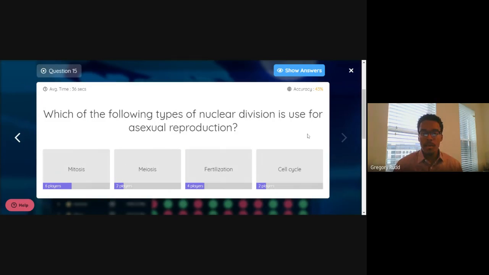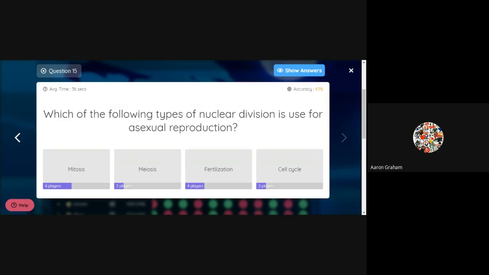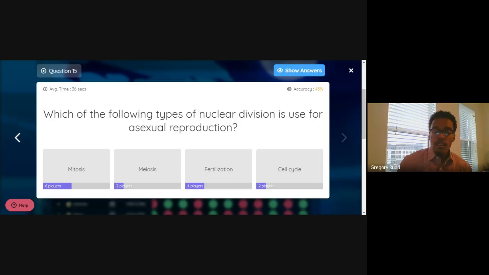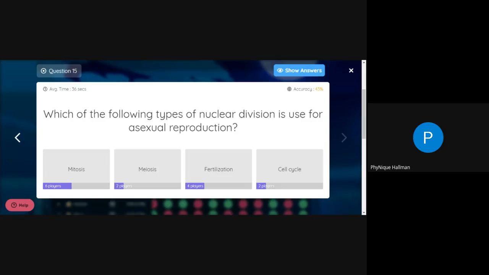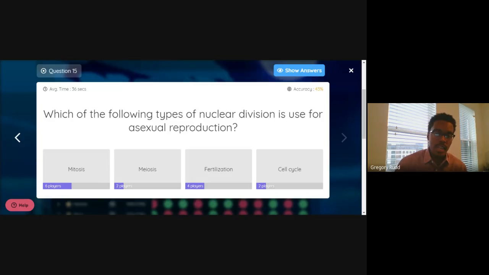And our last question: which of the following types of nuclear division is used for asexual reproduction? Asexual. The third one. No, I think you're talking about fertilization. Fertilization is the result of sexual reproduction when the sperm meet the egg. So we're not thinking about that. What else? The first one. Yes, the first one. Good. Mitosis is used for asexual reproduction.